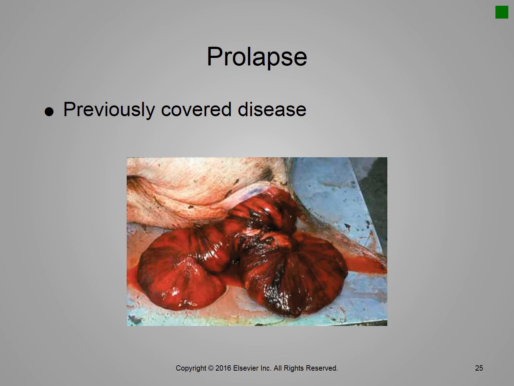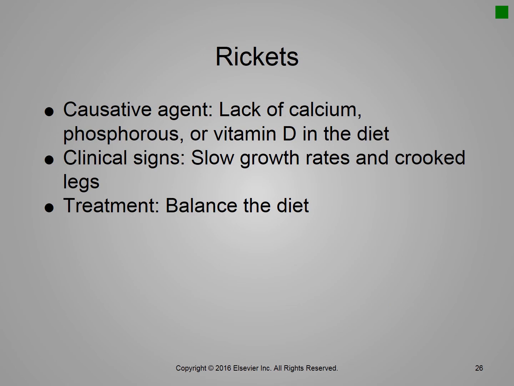Prolapse, we end up with vaginal, rectal, and uterine prolapse. In the case of uterine prolapse in pigs, this is pretty well a death sentence. They just don't do well after these. Rickets, our old friend rickets, again, is a lack of calcium, phosphorus, or vitamin D in the diet, or imbalances in calcium and phosphorus. They'll end up with slow growth rates, crooked legs. Balance the diet. Again, go back to a good commercial diet and you'll do just fine.